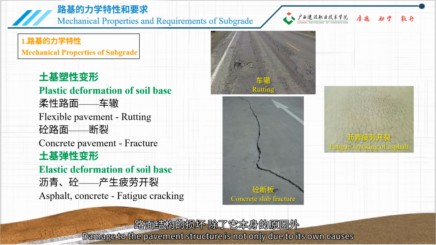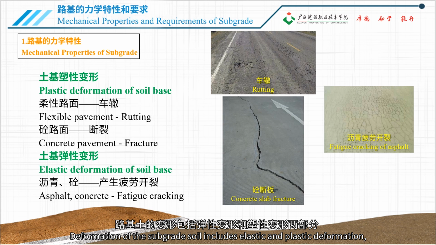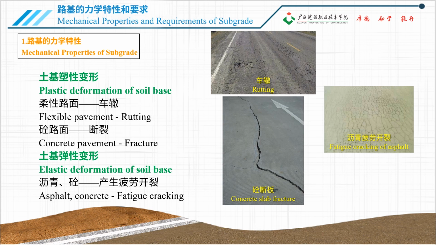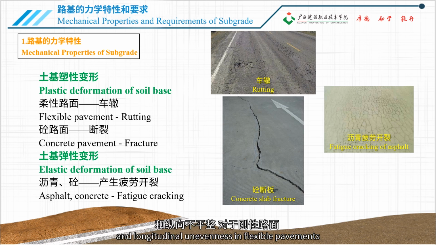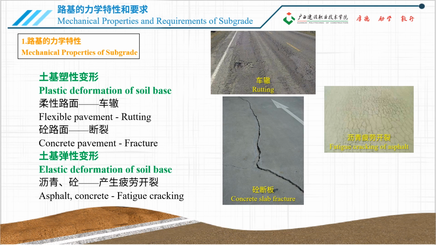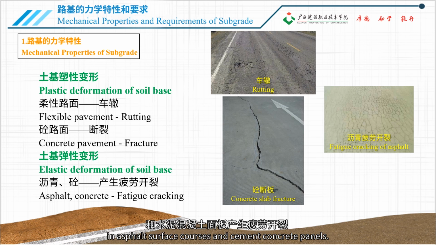Damage to the pavement structure is not only due to its own causes, but also significantly due to excessive deformation of the subgrade. Deformation of the subgrade soil includes elastic and plastic deformation, where excessive plastic deformation can lead to ruts and longitudinal unevenness in flexible pavements and cause fractures in rigid pavements. Excessive elastic deformation can lead to fatigue cracking in asphalt surface courses and cement concrete panels.